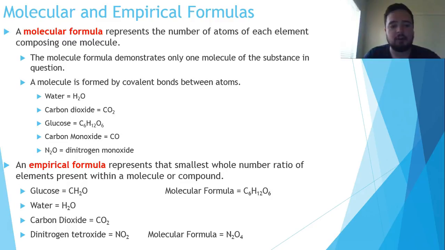And then dinitrogen tetraoxide, its molecular formula is N2O4. Well, there's a common multiple of 2 between these two numbers. So if I divide this by 2, it turns into NO2. Now, this looks like nitrogen dioxide, okay? But the empirical formula for dinitrogen tetraoxide looks exactly like nitrogen dioxide, yet they're completely two different things, because nitrogen dioxide has a molecular formula of NO2, but dinitrogen tetraoxide has an empirical formula of NO2. So you have to be aware of what you're talking about and what type of formula you're talking about, okay?